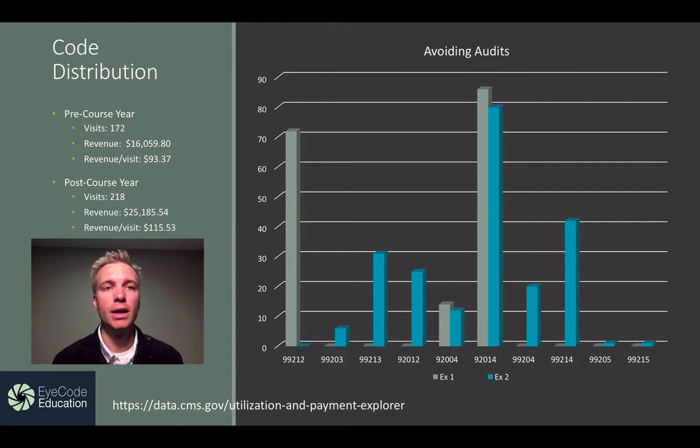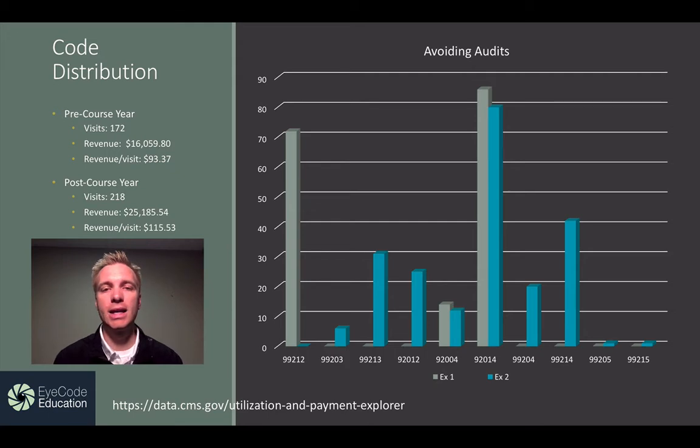In his post-course year, you'll see once we showed him how to use 99213s and how to use 92 code versus 99 codes, then he saw more patients that year. That could just be from growth. So he had 218 visits, with about $25,000 worth of revenue, and his revenue per visit was increased to $115 per visit.